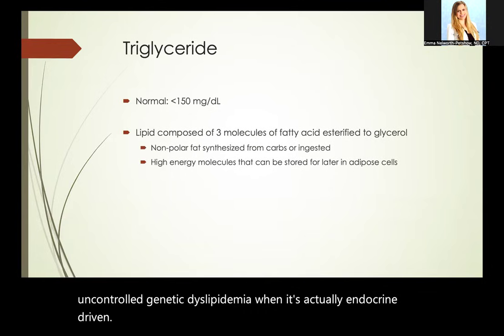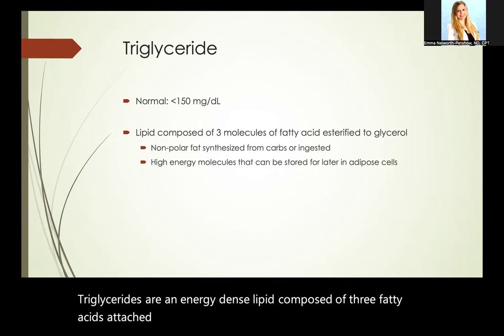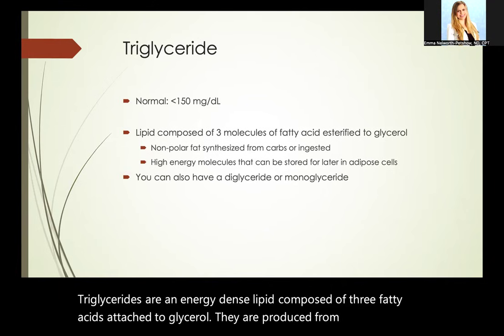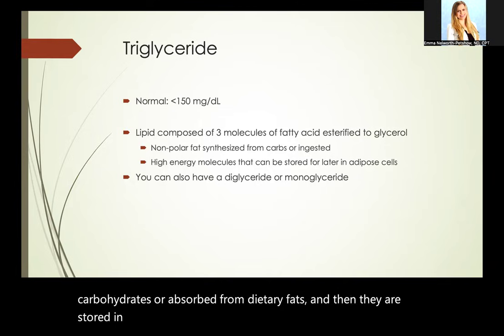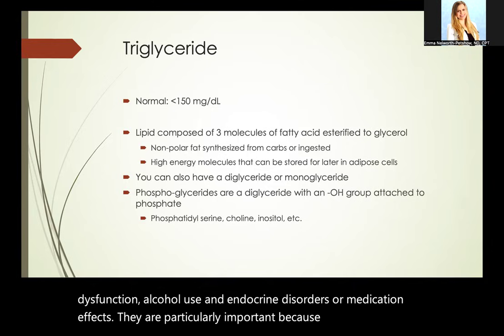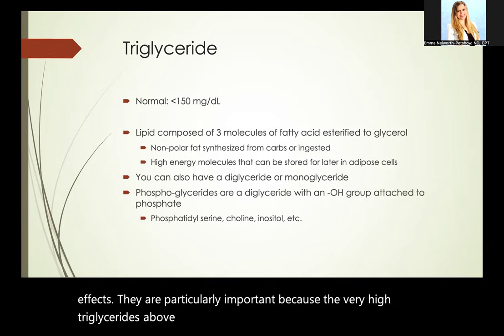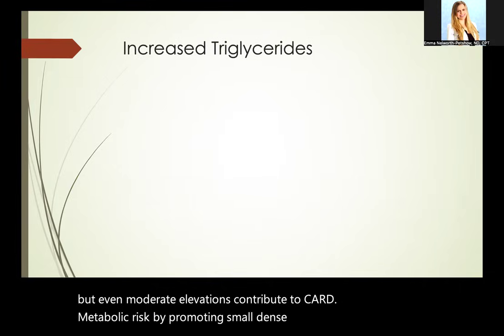Triglycerides are an energy-dense lipid composed of three fatty acids attached to glycerol. They are produced from excess carbohydrates or absorbed from dietary fats, and then they're stored in adipose tissue. High triglycerides can reflect metabolic dysfunction, alcohol use, endocrine disorders, or medication effects. They're particularly important because very high triglycerides above 500 significantly increase the risk of pancreatitis. But even moderate elevations contribute to cardiometabolic risk by promoting small, dense LDL formation.